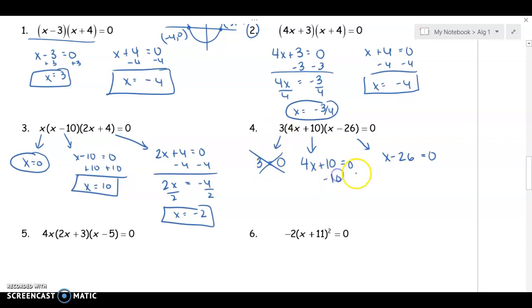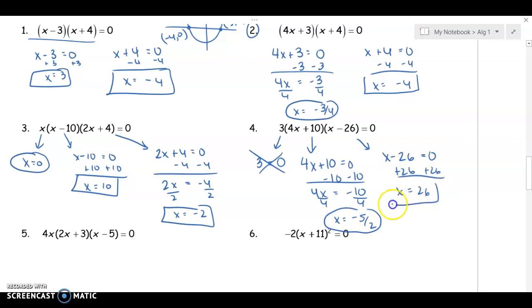All right, and then you're going to subtract 10 from both sides. You get 4x equals negative 10. Divide by 4, you'll get a fraction. You can reduce it on your calculator. You get negative 5/2. This one, just add 26 to both sides. You get x equals 26.